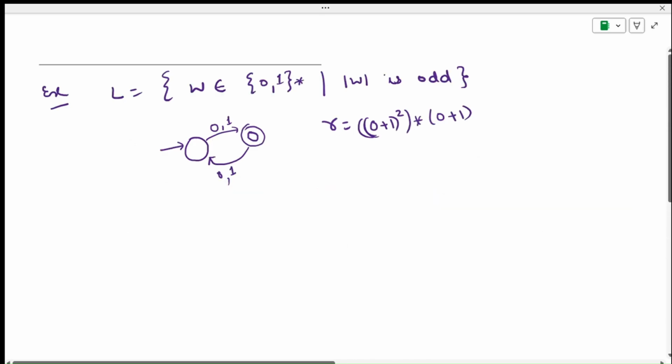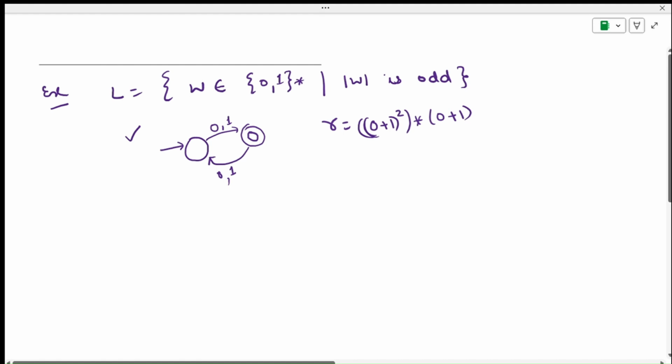Now take this example. It says that we have a language of strings, any combination of 0 and 1, but the restriction is on the length of the string. The length of w has to be odd. We can clearly see this is a regular language and we have this finite automata in front of us. The regular expression is (0 plus 1) raised to the power 2 whole star, followed by either 0 or 1 to make it odd.